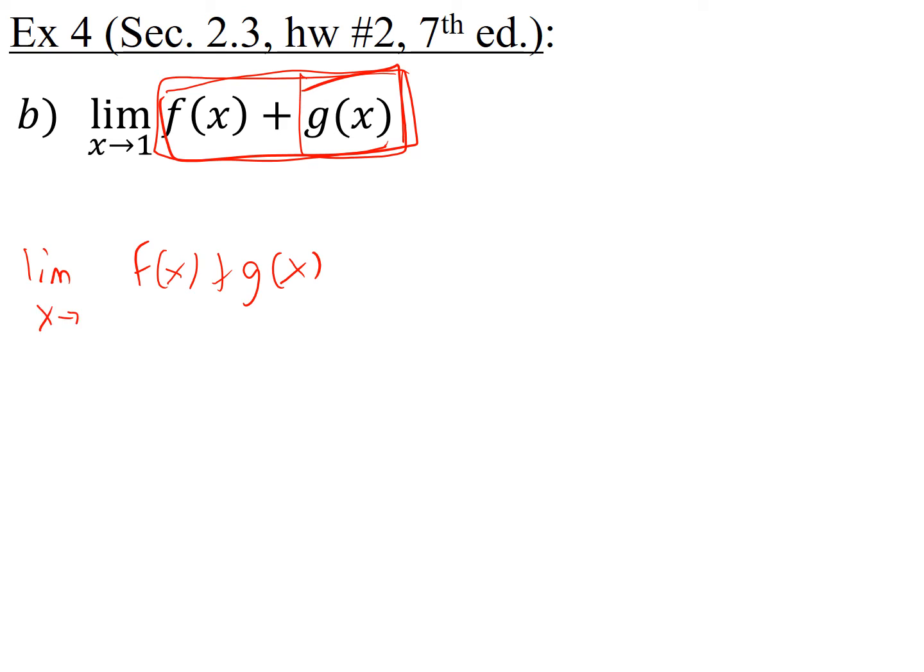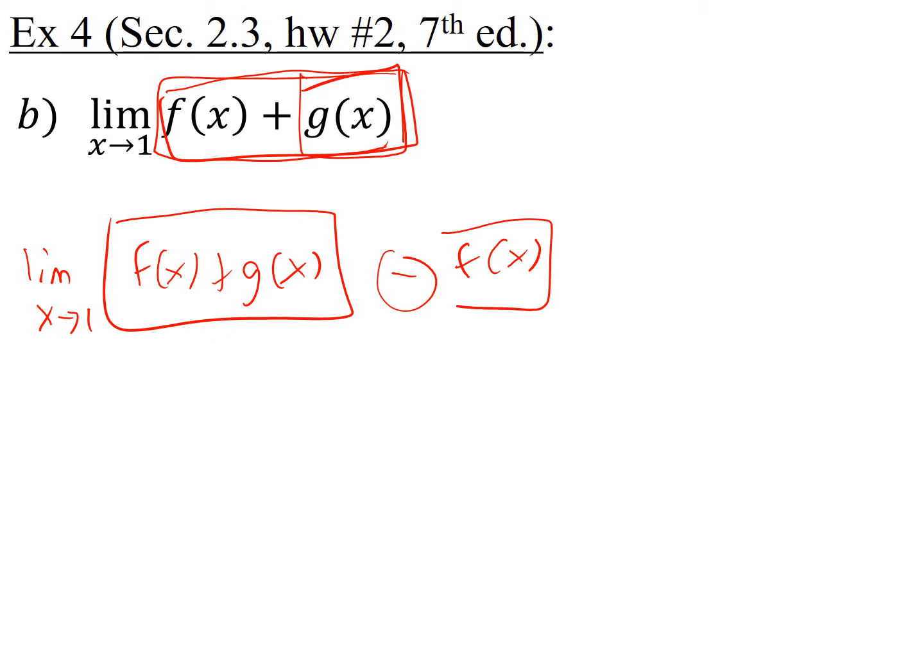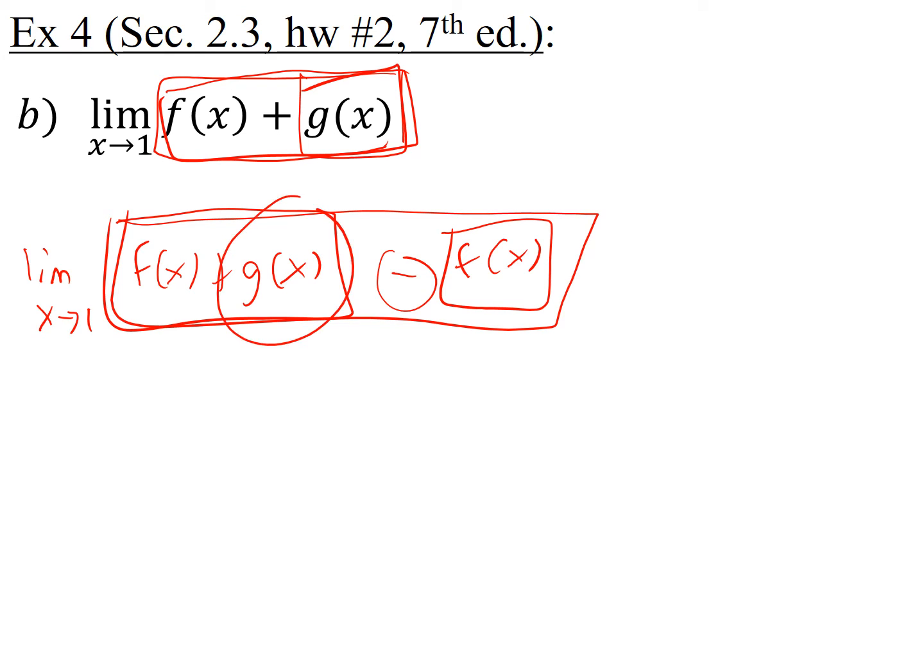But I want to end up with g. So how am I going to end up with g? I'll subtract off the f of x. And we have a limit law for subtraction, so that's good. And if I assume this limit exists and this limit exists, then we use the limit law for subtraction to say the limit of this whole thing exists. But the limit of the whole thing is just g, since the f's cancel. So therefore the limit of g exists. That's nonsense. Therefore my original assumption that the limit of f plus g exists must be wrong, and so the limit of f plus g does not exist.